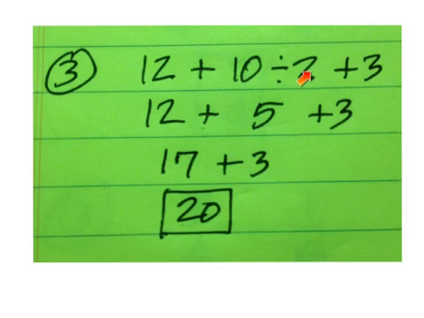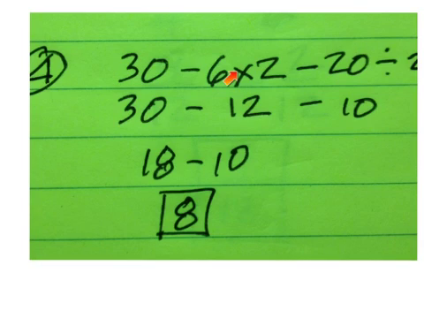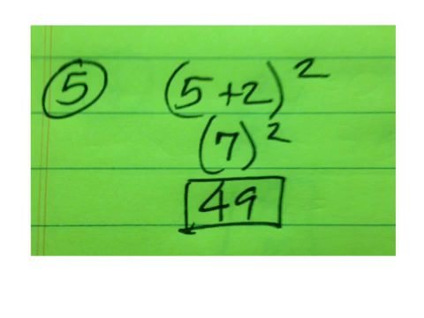And third problem here, you have to do division first. 10 divided by 2 is 5. And then go left to right to come up with 20. On number 4, multiplication and then division. 30 minus 12 minus 10 is 18.